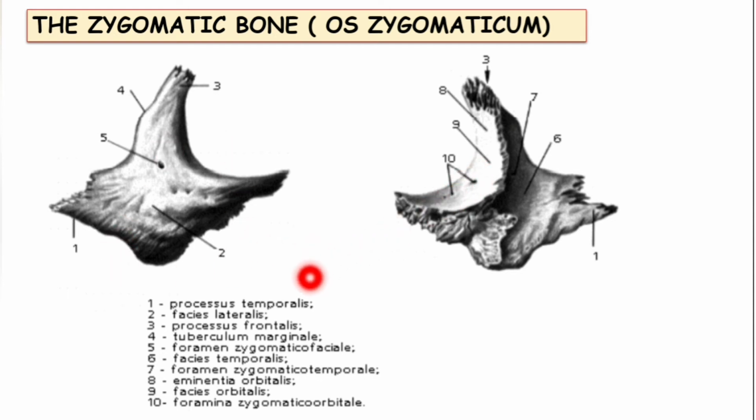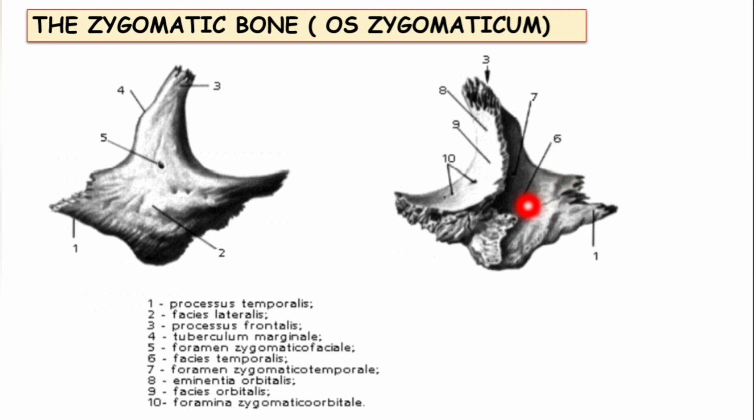Okay, so let's go one by one. Number one is the temporal process, processus temporalis. Number two is the lateral surface, facies lateralis, what we just talked about. There is processus frontalis on number three, the frontal process. Number four, tuberculum marginale, the marginal tubercle. On number five, there is foramen zygomaticofaciale. Zygomaticofaciale is on the lateral surface. I told you about this. Then there is facies temporalis, the temporal surface, on number six.